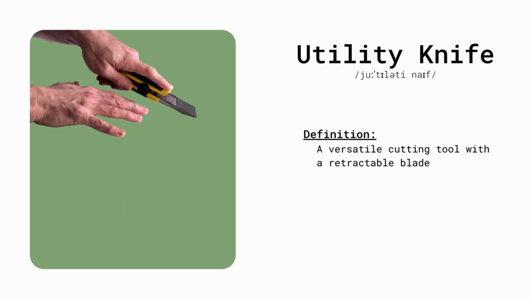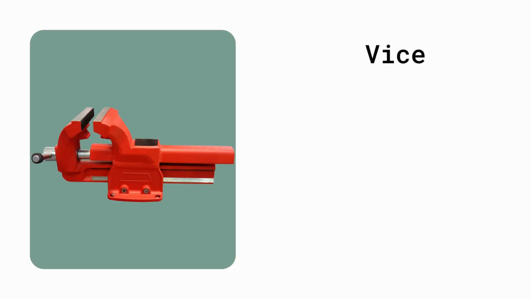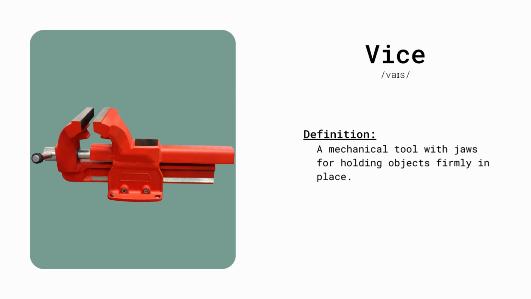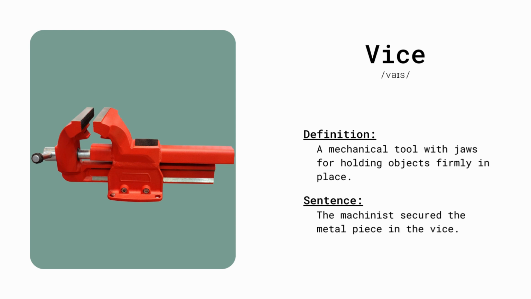U is for utility knife. A versatile cutting tool with a retractable blade. I used a utility knife to open the package. V is for vise. A mechanical tool with jaws for holding objects firmly in place. The machinist secured the metal piece in the vise.